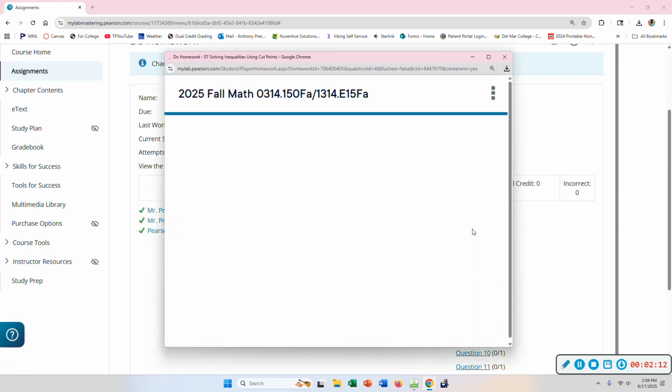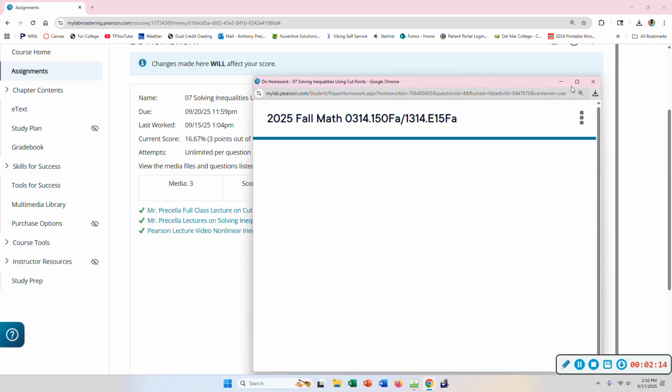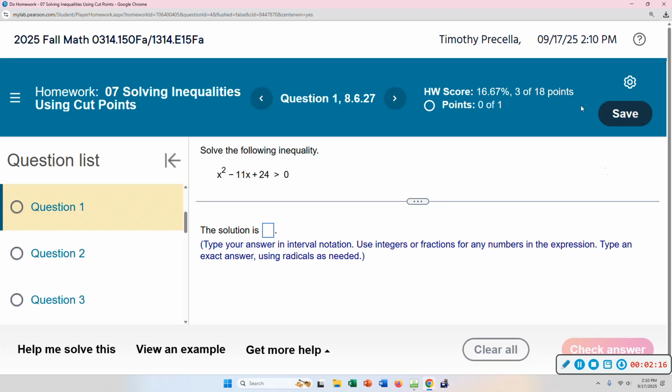That mouse is getting really tricky. Have you noticed? Okay, let's see. We have x squared minus 11x plus 24 is greater than 0.